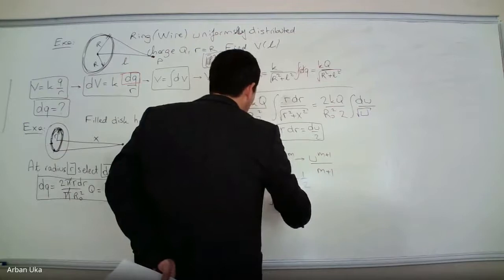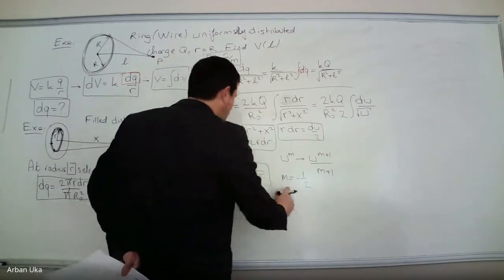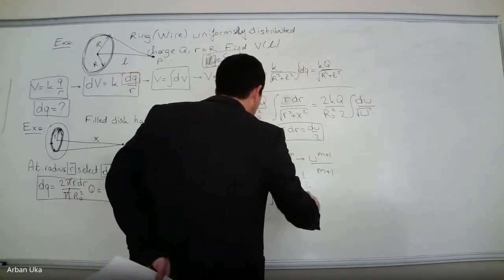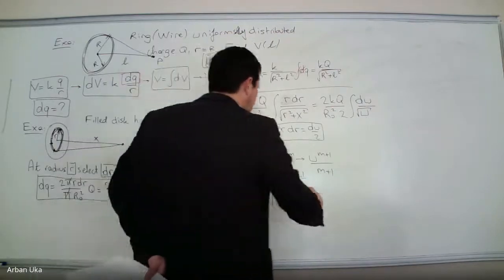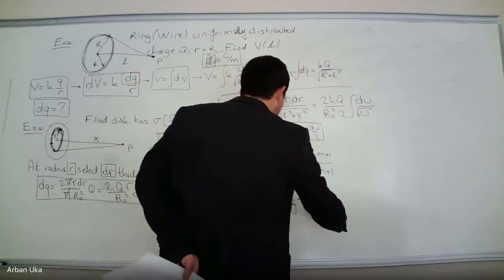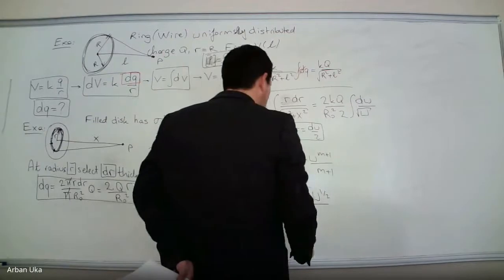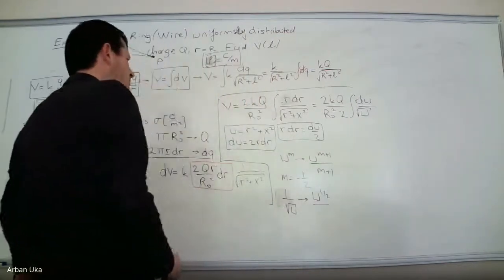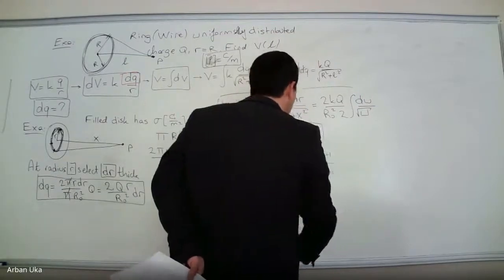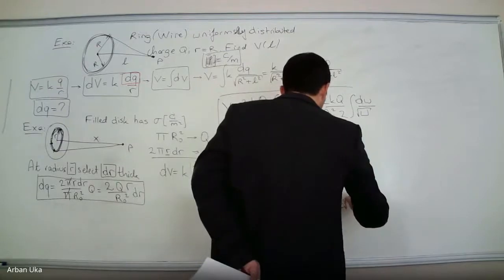This means that the integral of 1 over square root of u leads to u to the power minus 1 over 2 plus 1, which is 1 over 2. So we're dividing by 1 over 2. So this is equal to 2 times square root of u.